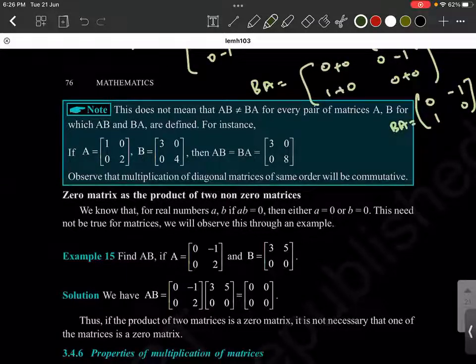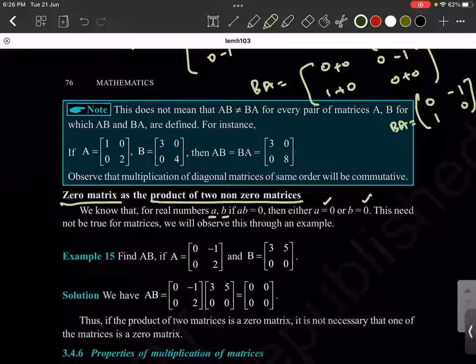Next is zero matrix as the product of two non-zero matrices. If we take two real numbers A and B, and they give you AB is equal to 0, then either A will be 0 or B will be 0. But this is not true for matrices. We will observe through an example. For example, if you take A is equal to 0, minus 1 and 0, 2, and B is equal to 3, 5, 0, 0.